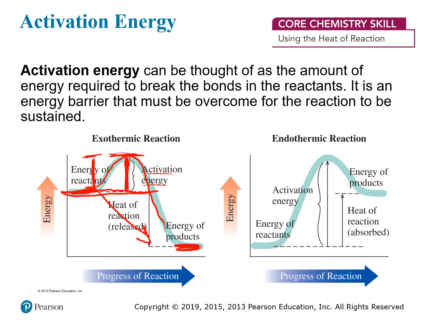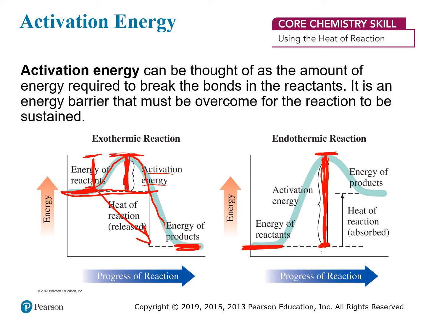For an endothermic reaction, it's still defined the same way. So it's still the difference between the energy of the reactants and the maximum, or the peak, of this reaction diagram. For an endothermic reaction, it tends to be a little bit bigger, okay, because you're starting from low energy reactants and then you're overcoming a peak to get to high energy products. Okay, so this has a pretty large activation energy on the right compared to this activation energy on the left.